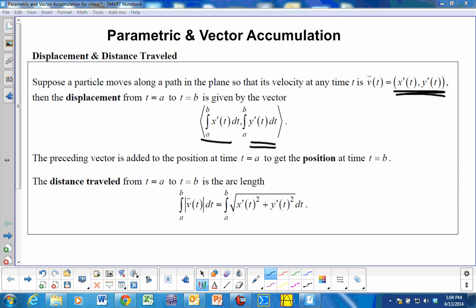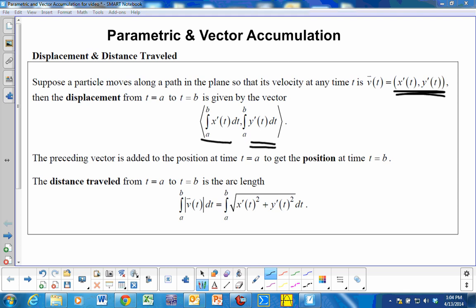If you want the current position that you're at this moment, moving from time A to time B, then you simply add that vector to the position that you had at time A. In other words, where you started, you had a position. So maybe you were at 3, 4, the vector was 3, 4. Then whatever this vector is, you add it to that, and that'll give you your position at time B. So no absolute value gives you displacement.